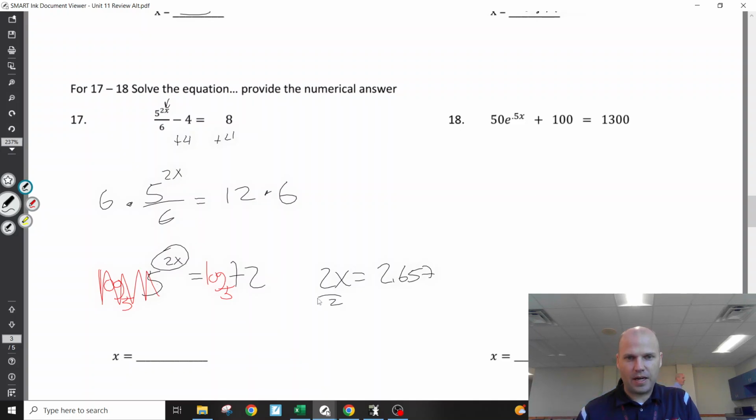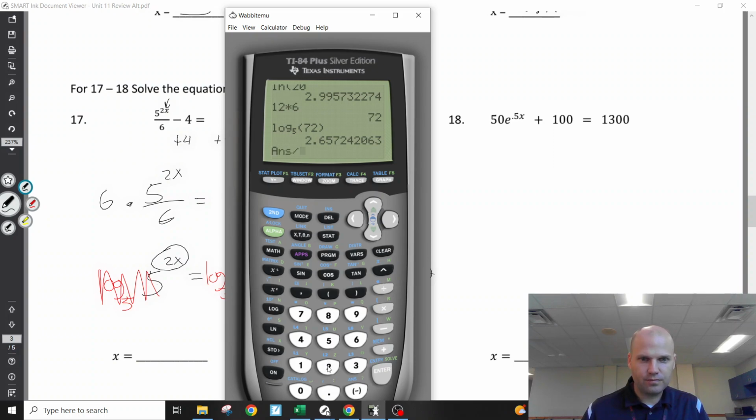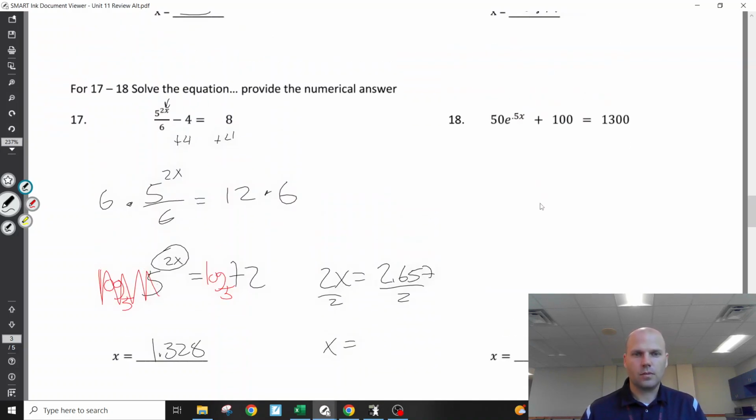I will then take that number and divide it by 2. And I get 1.328. Okay? So it wasn't just x in there. We had to do one extra step. Here, we have to subtract.